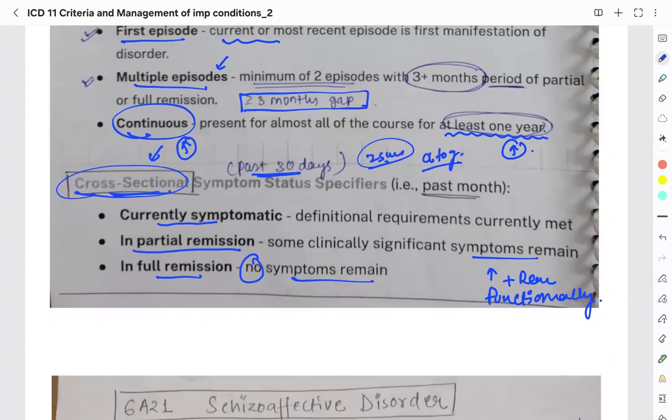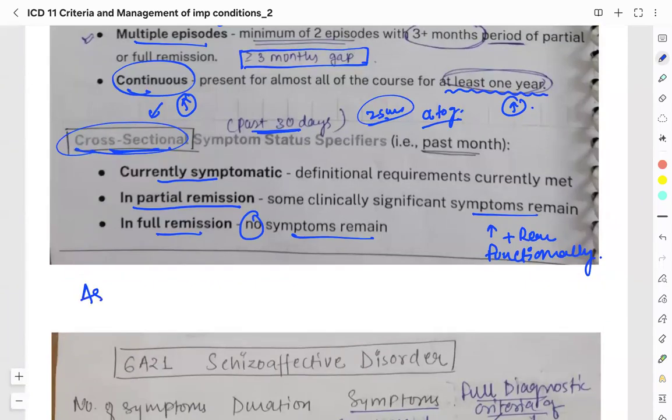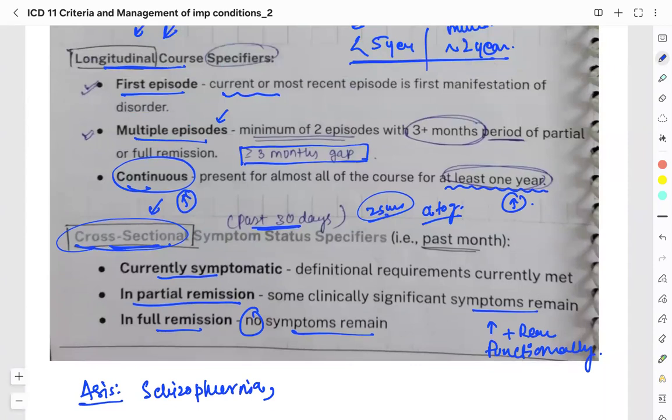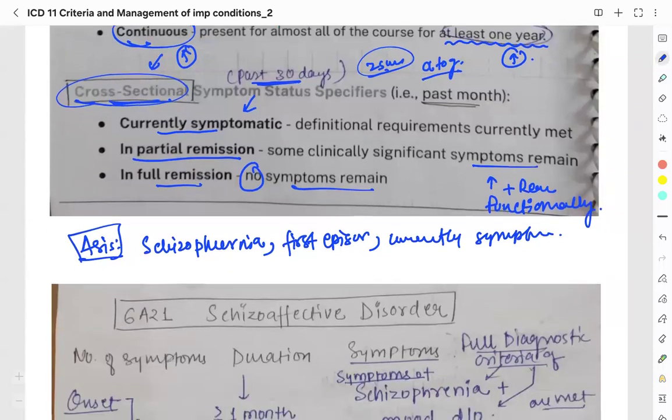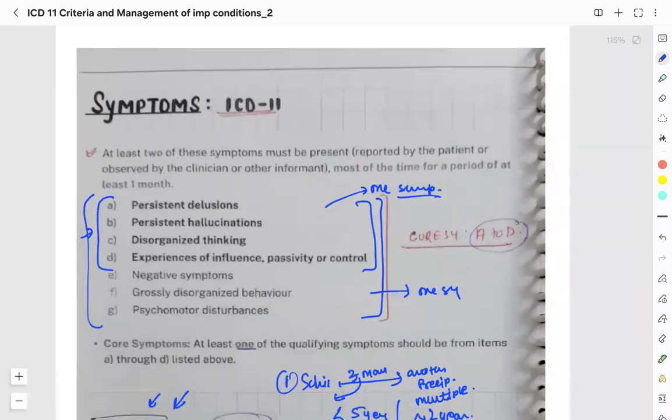So, how do we write the diagnosis? Whenever we are writing the diagnosis, we say schizophrenia. Let's say the patient is in first episode of schizophrenia. So the first is the longitudinal course specifier, that is first episode. And then let's say the patient came to us with symptoms, so currently symptomatic. This is how we write the diagnosis whenever we are mentioning it in any reports. So if they are in partial remission, we'll write schizophrenia, first episode, in partial remission. All right? Okay, so this was the first one, schizophrenia.